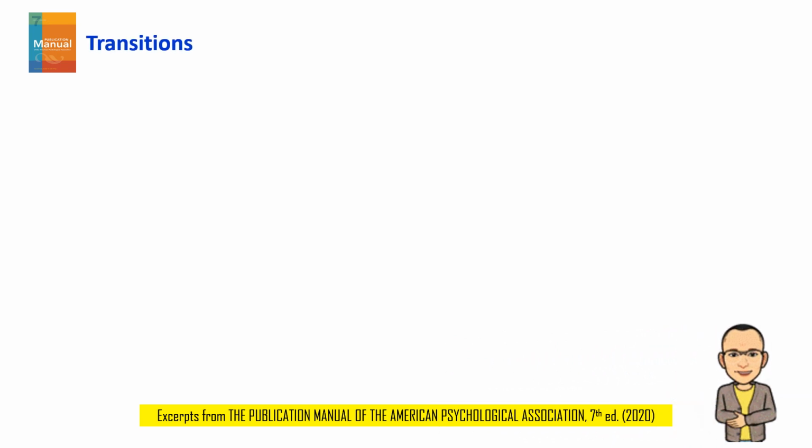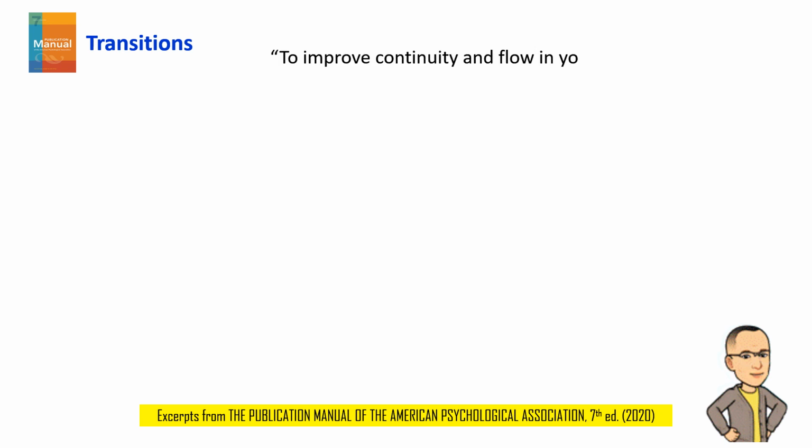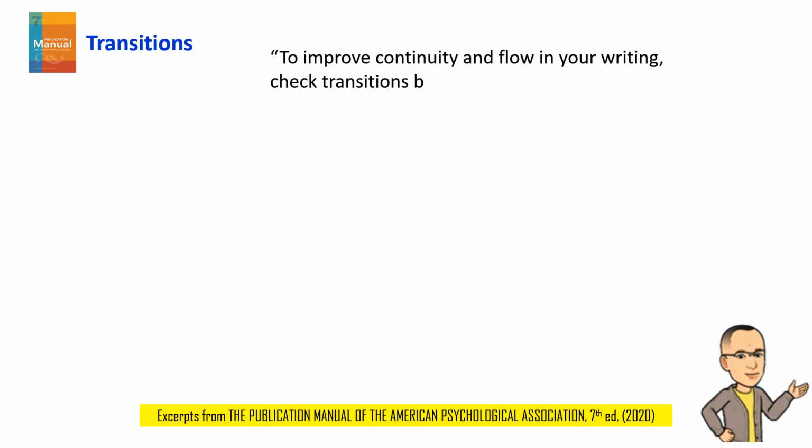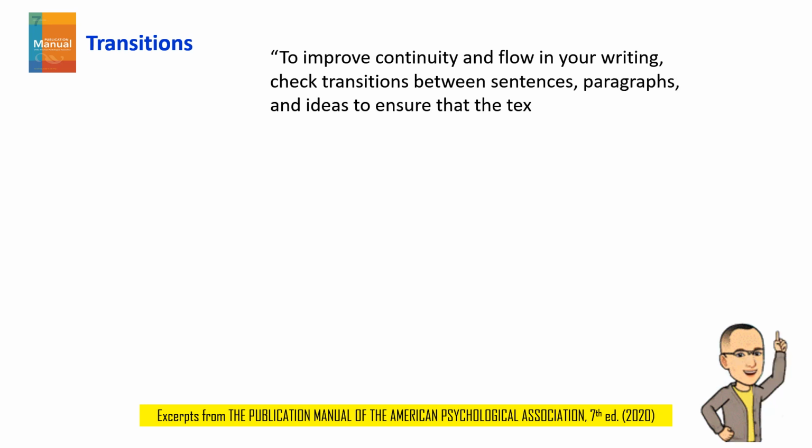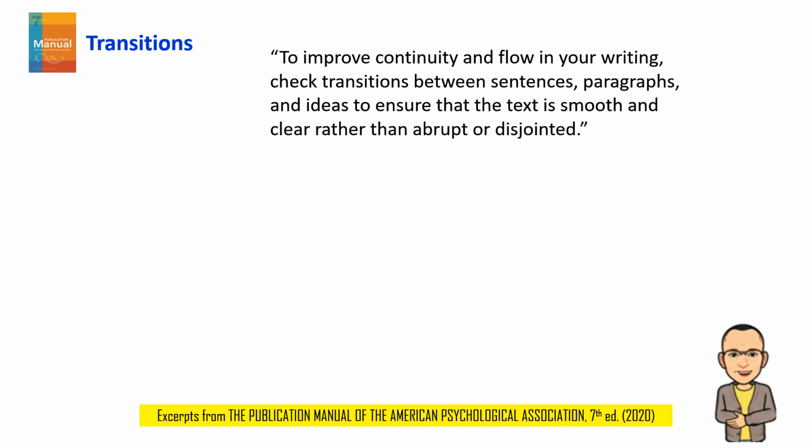Transitions. Transitions serve as the bridge from one sentence to another, or from one paragraph to the next, seamlessly guiding the reader through the flow of ideas. To improve continuity and flow in your writing, check transitions between sentences, paragraphs, and ideas to ensure that the text is smooth and clear, rather than abrupt or disjointed, as suggested by APA 2020.